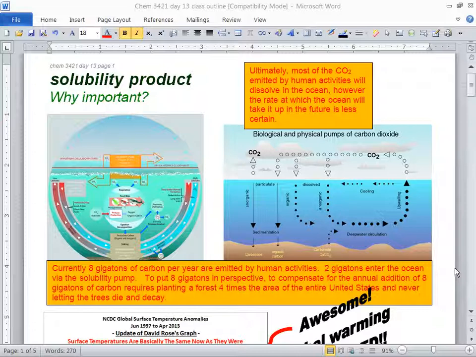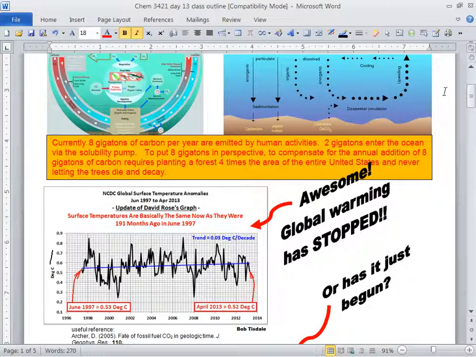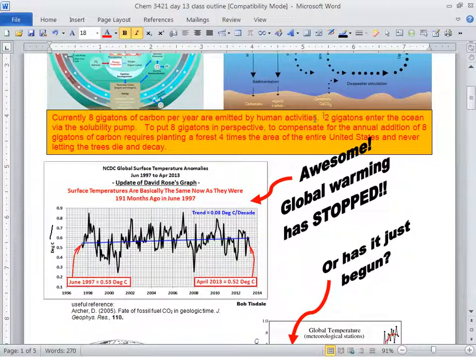Now you can read about this to get an idea what 8 gigatons of carbon dioxide is, but the ocean is saving our behinds right now. However, if you take a look at some of the research, this came out not too long ago, and the sense is still out there in the news that global warming has stopped. Woohoo! Right? I mean, look at just this flat line. Things are supposed to be warming up, right? The flat line. We're safe.